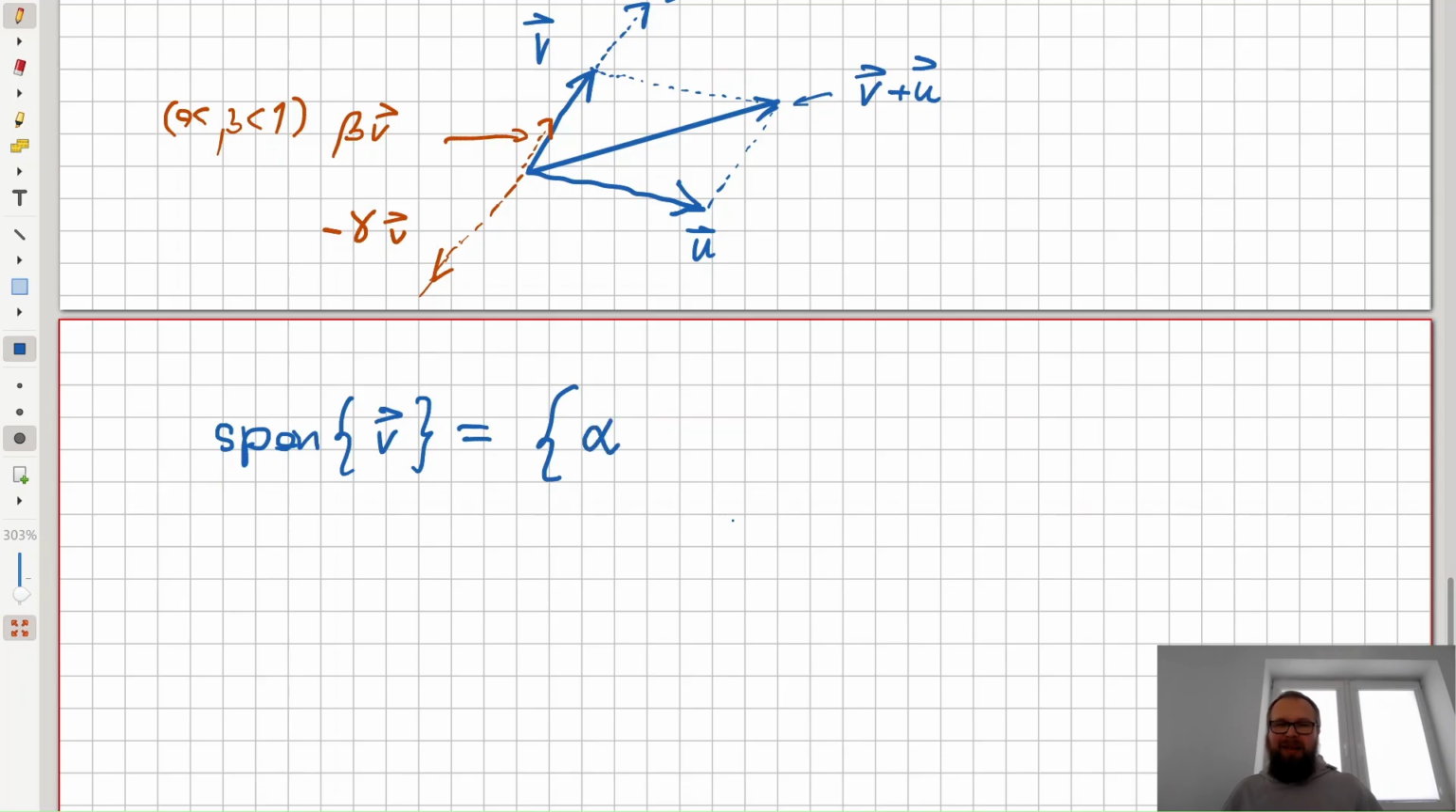So this span of V would be all the multiplications that you can come up with. So let me introduce my other convention of notation of sets. Sets will be in curly brackets.